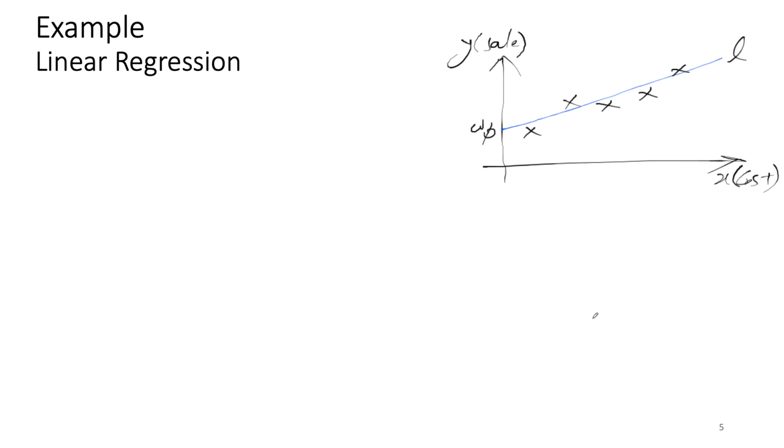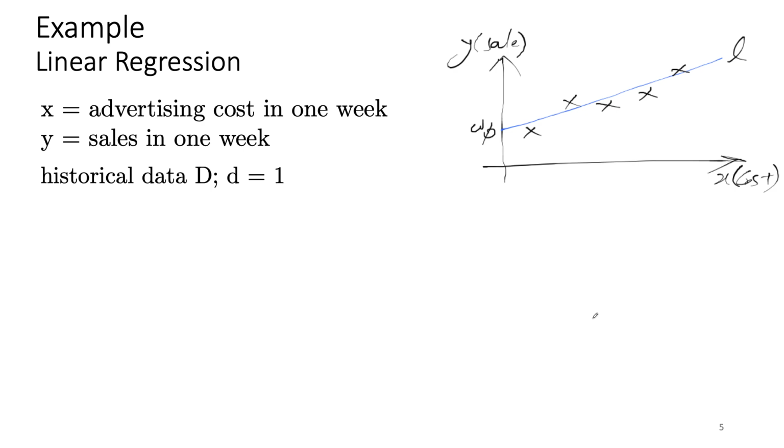Okay, so now let's have an example about linear regression. So now we are interested in finding the relation between our advertising cost in 1 week for a company and the sales in that specific week after the ads were aired, right? So we have access to the historical data. All the data are in the matrix D, and in this case we have only one small d, which is our feature, right? And that feature is only cost.